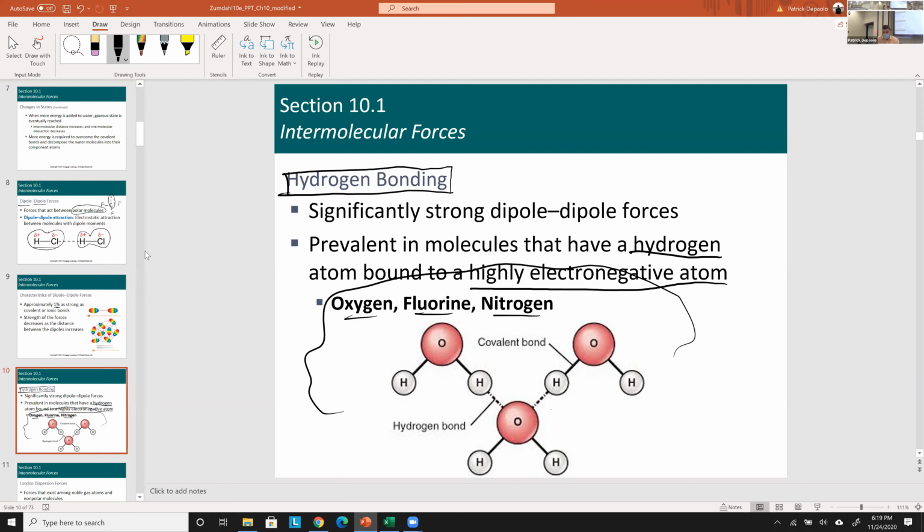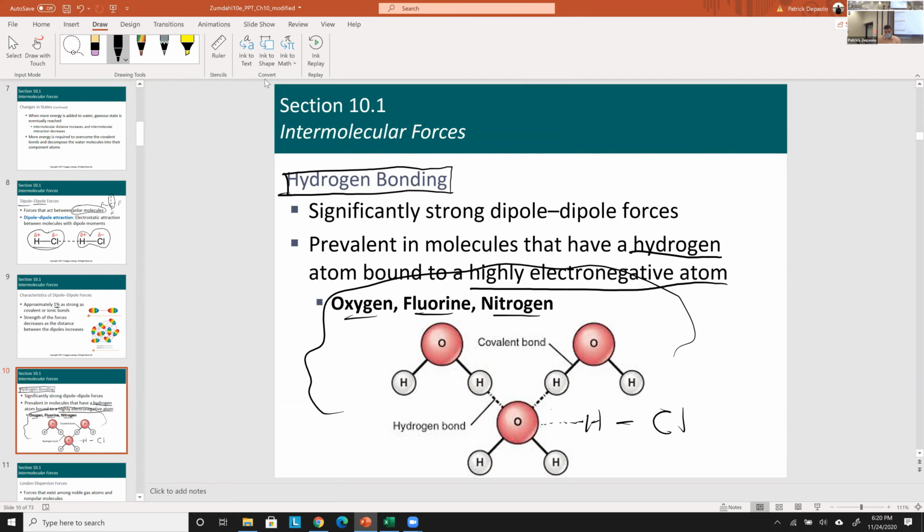Any questions on dipole-dipole, on hydrogen bonding? What's the difference between them? What's the same? They both have the same principle, but hydrogen bonding is a lot stronger. And it only occurs with one molecule having hydrogen bound to one of the following: oxygen, fluorine, and nitrogen, and the other molecule, same thing, having one of those atoms.